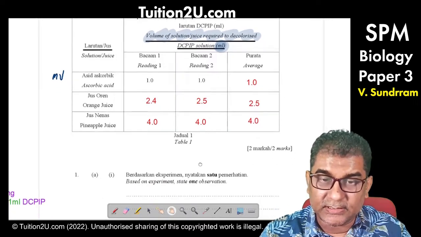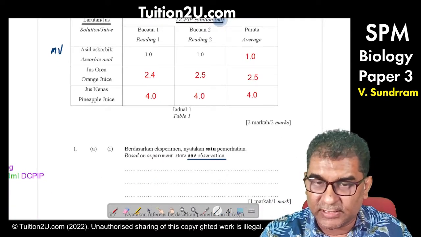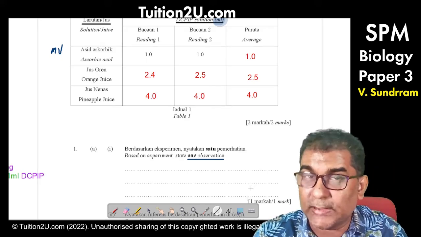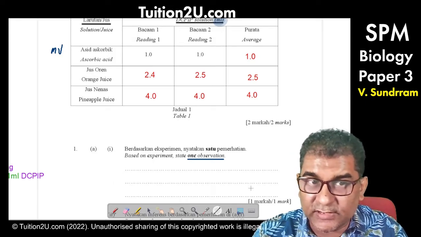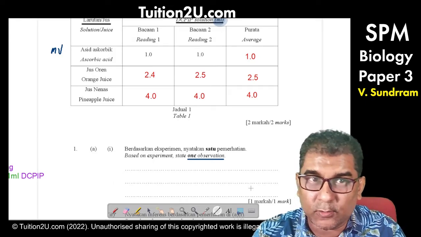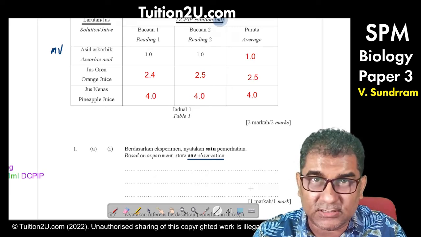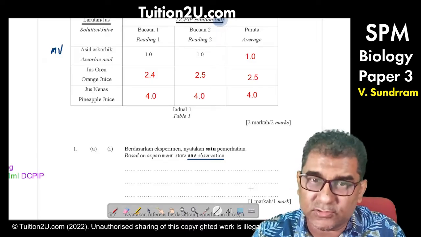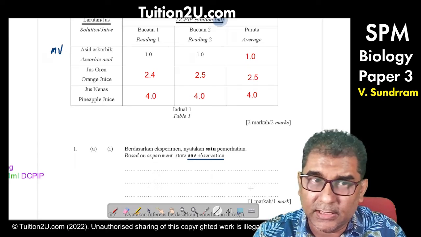After you fill in the table, the next question is, state one observation for the experiment. One observation. In the old syllabus, you need to provide 2 observations. Now you need only 1. So observation means writing back what you have in the table. You don't have to make any interpretation. You don't have to make any conclusion. Just write back what you see. Pemerhatian meaning just what you observe, you write back.